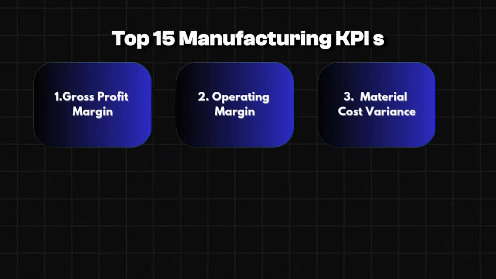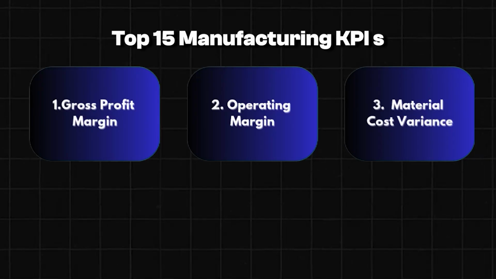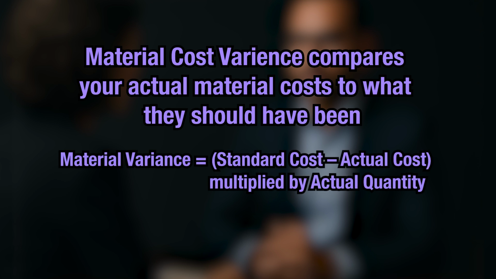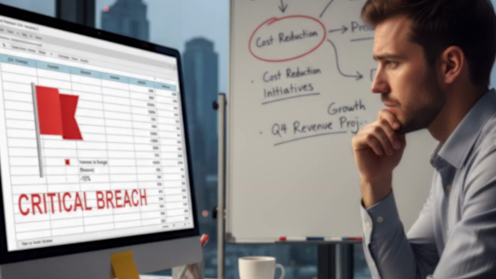Now, let us go deeper and understand more about raw material costs. Are they as per your budget or are they not? Manufacturing KPI number three is the material cost variance. This compares your actual material cost to what they should have been. It is calculated by subtracting the actual cost from the standard cost and multiplying it by actual quantity. If your material variance is negative, it is a red flag. Maybe there is waste, poor quality, or supplier price hikes.